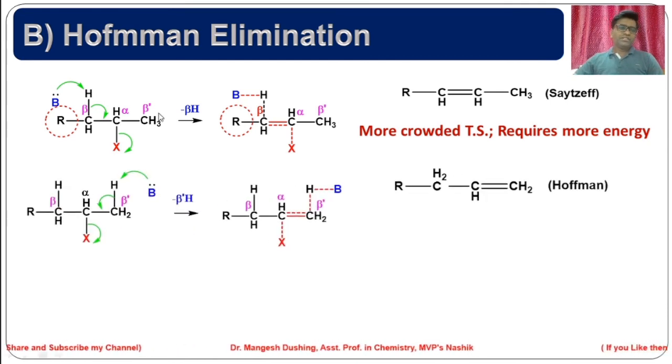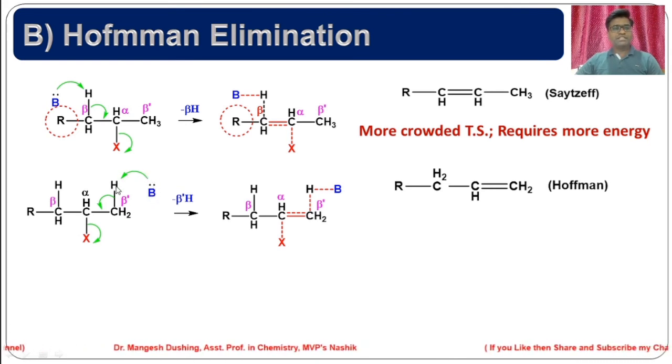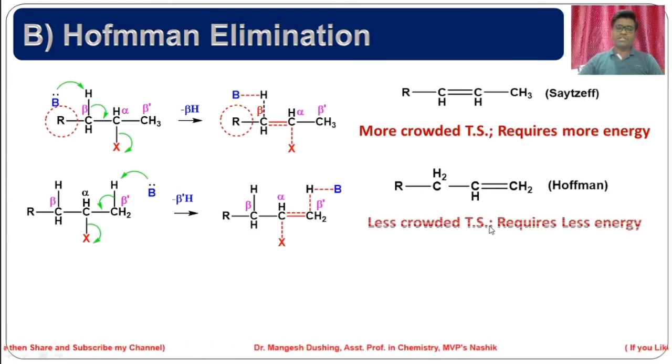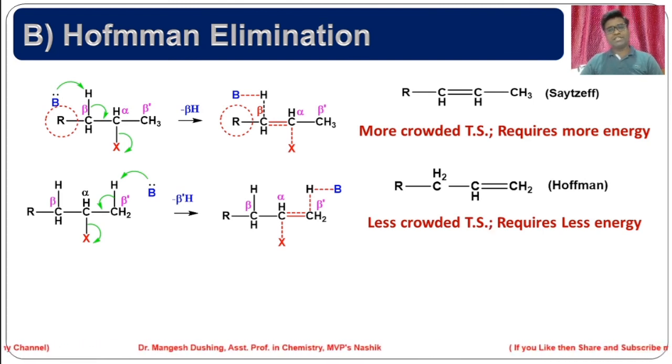So when the base size increases or the R size increases, the Zaitsev product comes from a more crowded transition state that requires more energy, which is why the Zaitsev product percentage becomes less. While in the case of a less crowded transition state, suppose the base abstracts a less crowded beta proton, then we will get this transition state. This transition state is less crowded because there is no R group for steric hindrance, and the base size also doesn't matter here. That's why we will get the Hofmann product. For the Hofmann product, the less crowded transition state requires less energy, so the reaction rate will be higher and the percentage of the Hofmann product increases.